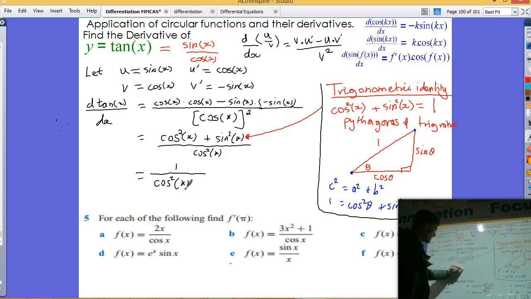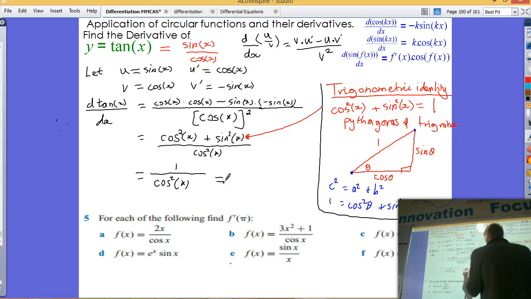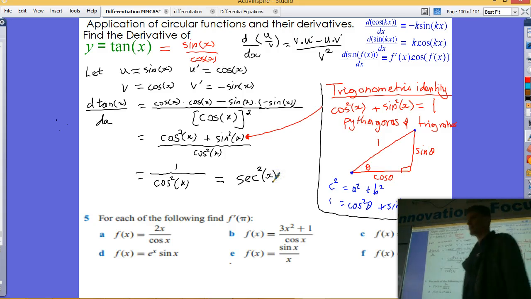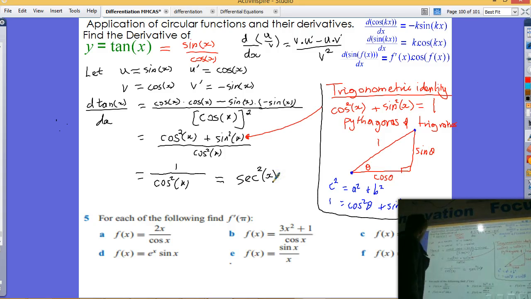Okay? Believe it or not, this guy is called something else. 1 over cos, 1 over sine, and 1 over tan. They themselves have their own circular function names. This is a sec squared of x rule. Okay? 1 over tan is called a cot of x, and 1 over sine is a cosec of x.